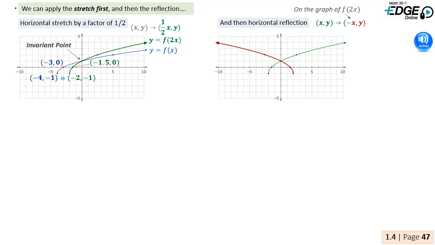To apply a horizontal reflection, we simply multiply our x-coordinates by -1. This makes negative values become positive and positive values become negative, but does not change the value of 0.